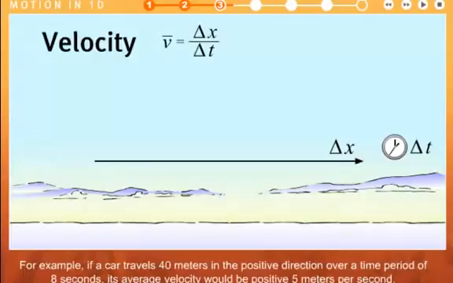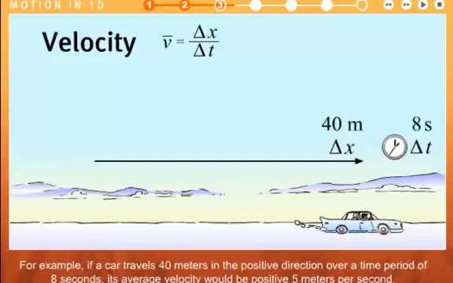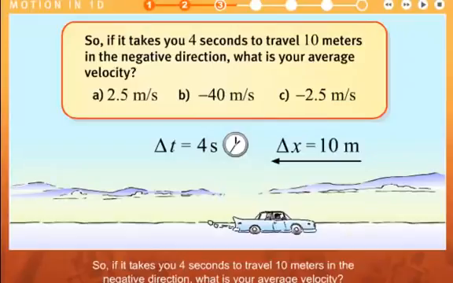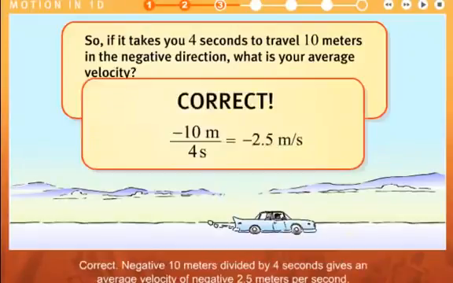For example, if a car travels 40 meters in the positive direction over a time period of 8 seconds, its average velocity would be positive 5 meters per second. So, if it takes you 4 seconds to travel 10 meters in the negative direction, what is your average velocity? Correct. Negative 10 meters divided by 4 seconds gives an average velocity of negative 2.5 meters per second.